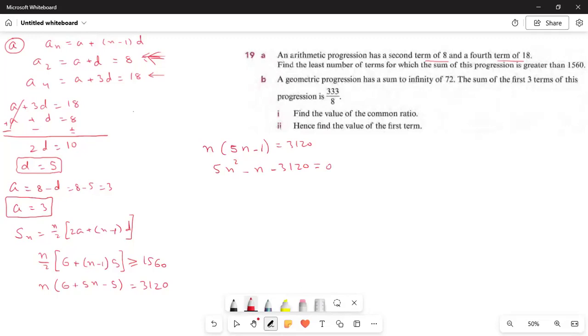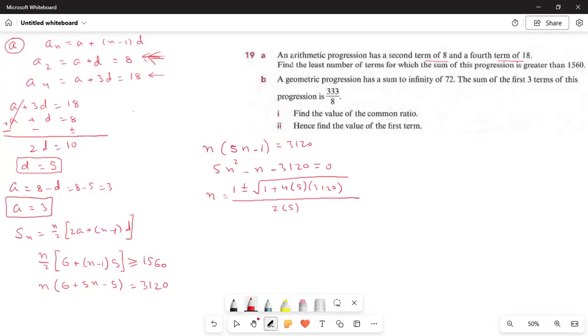Now this is a quadratic expression, so let me solve it using the quadratic formula. n is equal to minus b plus or minus the square root of b squared minus 4 times a times c, all divided by 2a, meaning 2 times 5. Here c is negative 3120, and because of this negative, it becomes positive under the root.